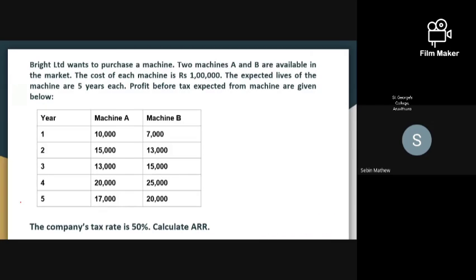So, hi, my dear students. Last day, the topic of discussion was regarding the new method of calculating our capital budgeting decisions.